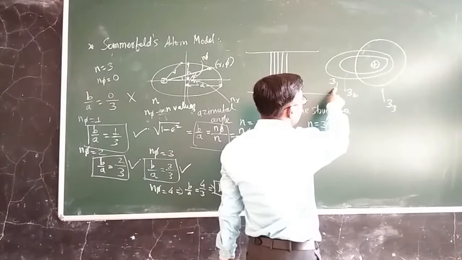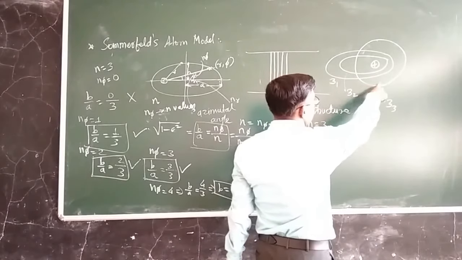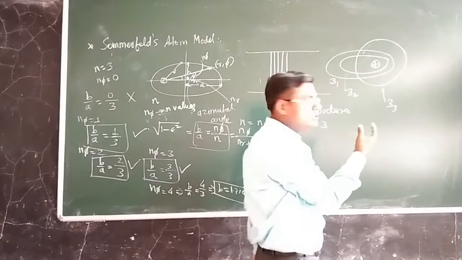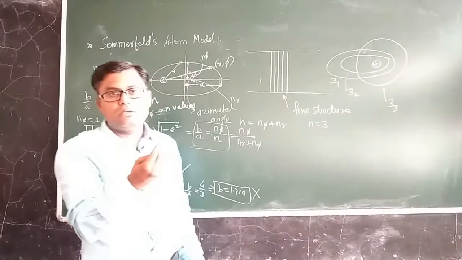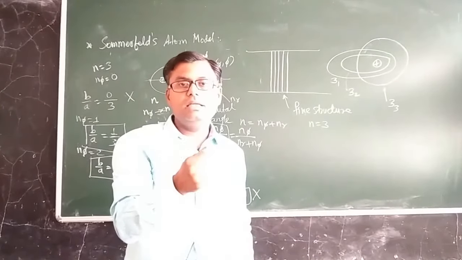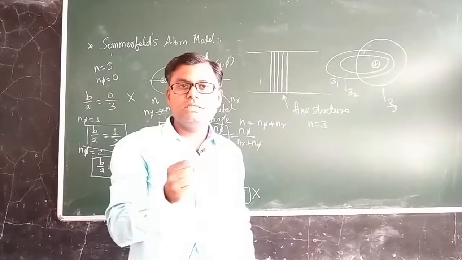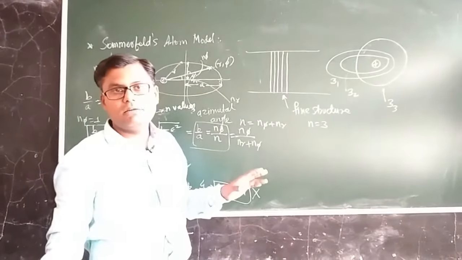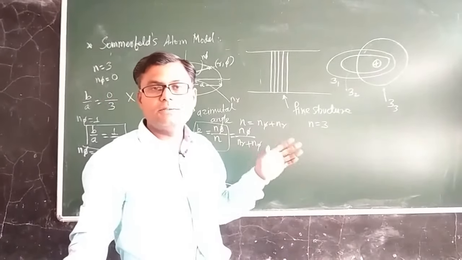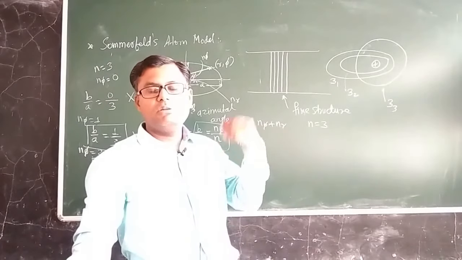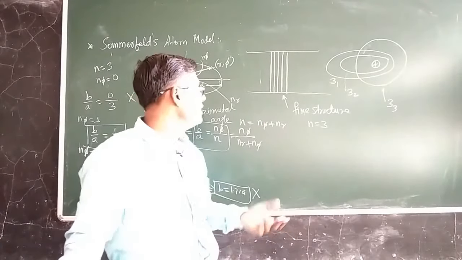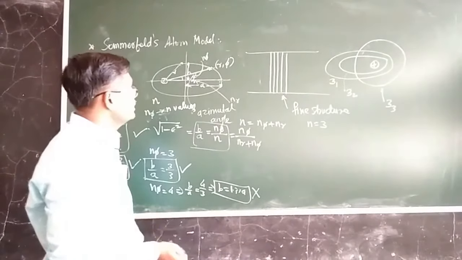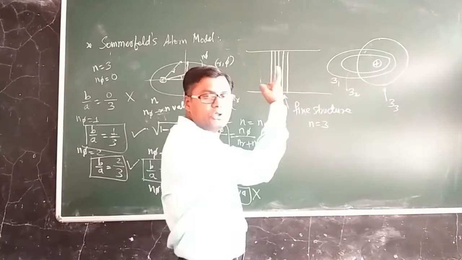3 1 is one of the orbits, 3 2 is another orbit, and 3 3 is another orbit. So if there is a quantum number n, then n different values are possible. It means that n orbits are possible. So there is no single energy level or single orbit in case of Sommerfeld. For every orbit there will be multiple orbitals, we can say. Okay, so this is the case for n equal to 3.